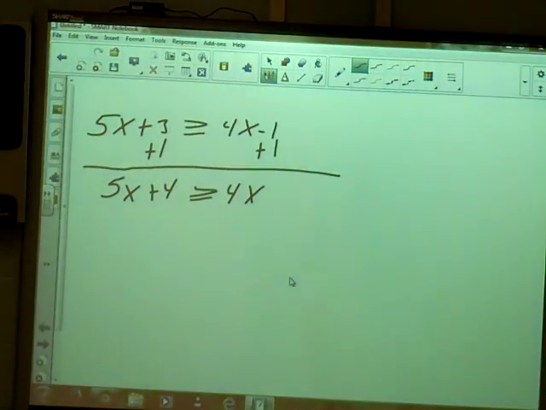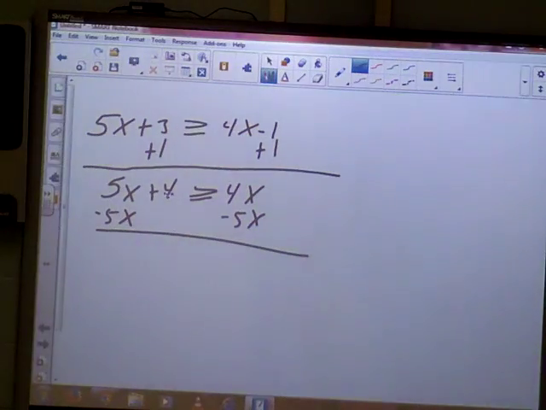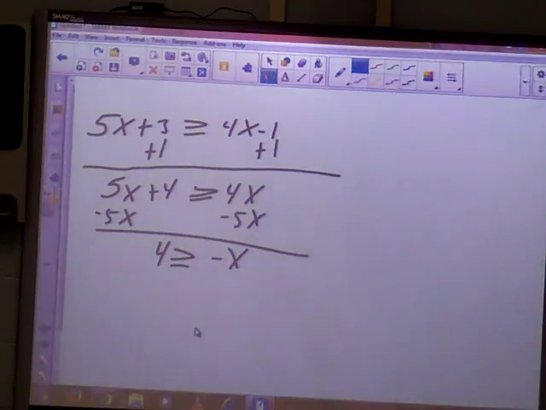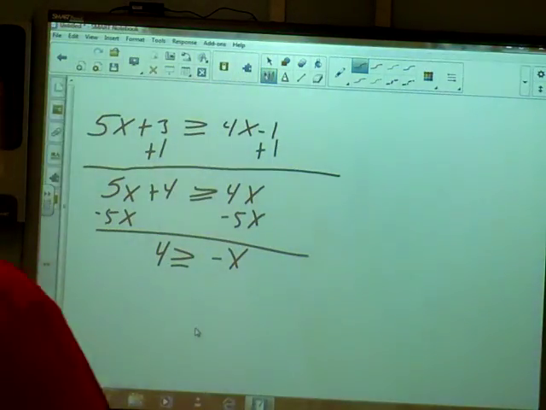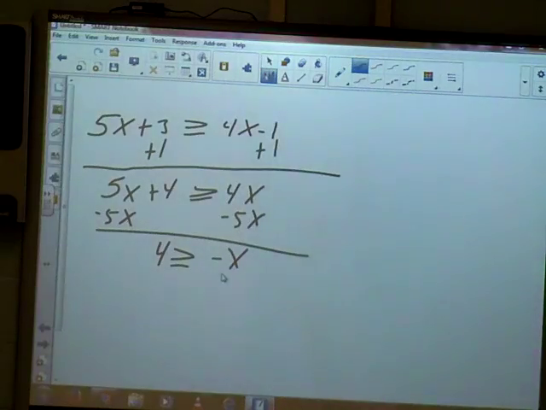Angie, what does Caleb have to do now? Subtract the 5x. Okay, so that 5x goes away. That leaves me with 4 is greater than or equal to negative 1x. Now, later on in the lesson, we learned something, and you remember it from Algebra 1 and Algebra 2, something special we have to do when we have a negative variable. Anytime we multiply or divide by a negative, what happens to our inequality sign? It flips. Very good.